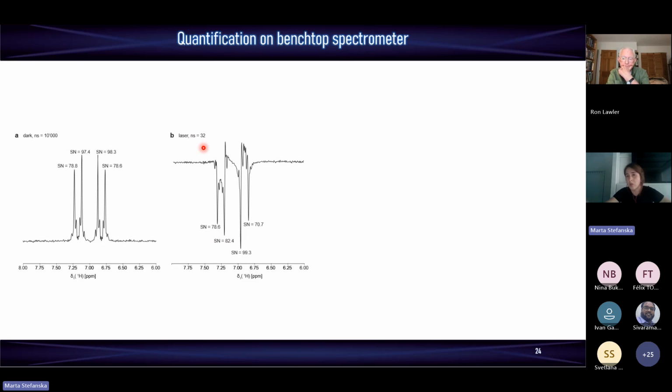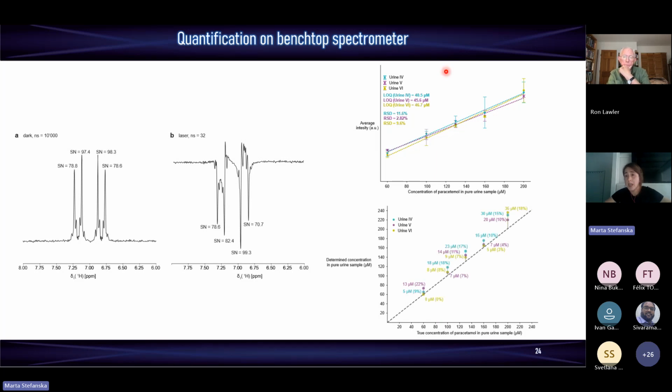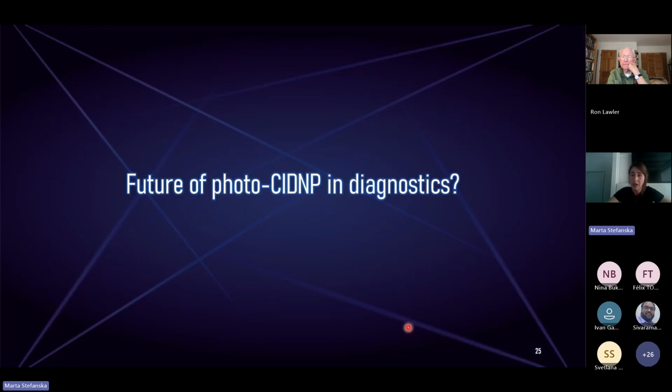And for a benchtop spectrometer, we can apply these 2 methods of quantification, spiking and dilution. Here I am just going to show you the result of the dilution method. Again, we have 3 different patients, the same target, and you can see that the slopes are very similar, so we can average them and rely on universal calibration. By this, we can think about the future of photo-CIDNP. I think that is quite exciting in terms of diagnostics.